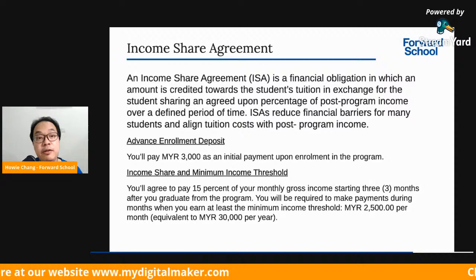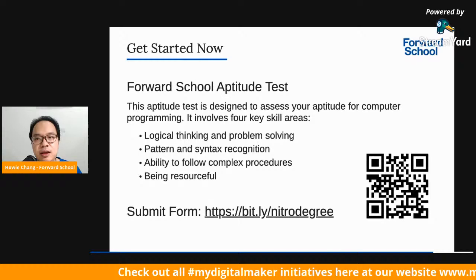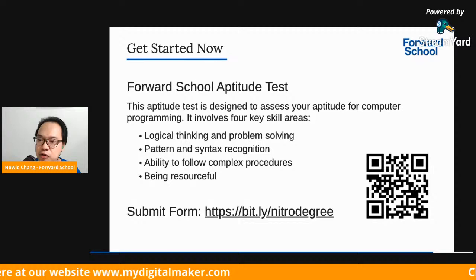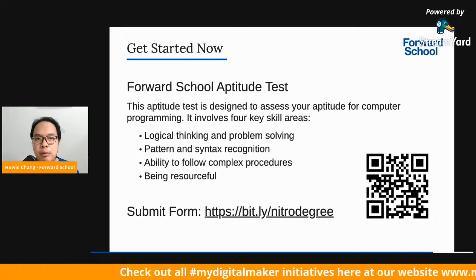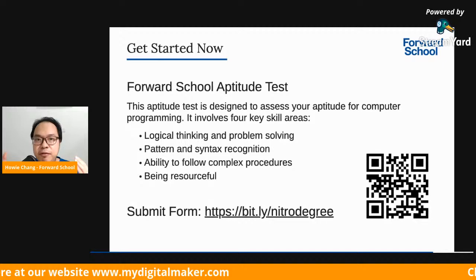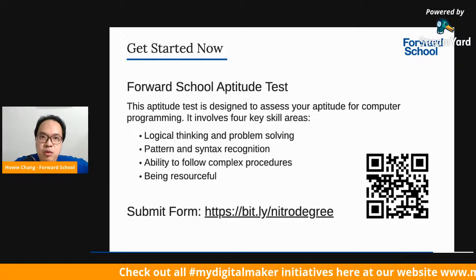So that's the ISA. Last but not least, you might be asking, how do you get started? You have heard from me and you say, great Howie, I really like what you have just shared, I'm going to enroll, I'm going to find out more about software engineering. But my suggestion is this: before you even enroll in any software engineering or even computer science program, we have a Forward School aptitude test.